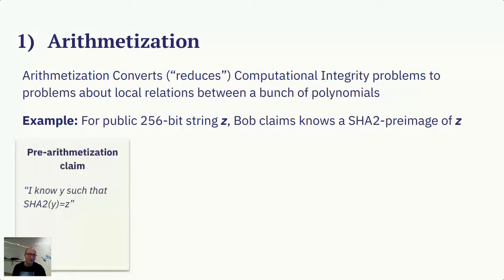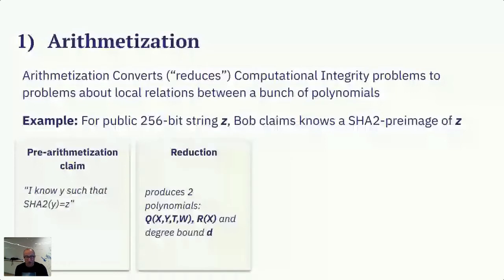Now, before you arithmetize it, that's the claim that you have: I know Y such that if you apply SHA-2 to the input Y, you will get Z. There's nothing that involves any algebra. The reduction now will produce a bunch of polynomials. In this case, maybe this arithmetization will produce two polynomials.